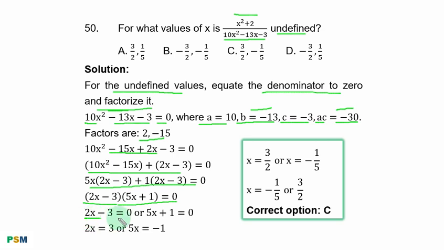You equate each term to 0. You collect like terms by transferring the constant terms to the right hand side respectively. You have this result. Here, divide through by 2, divide through by 5. You have it in this form. Hence, s is equal to minus 1 over 5 or 3 over 2. The correct option is C.